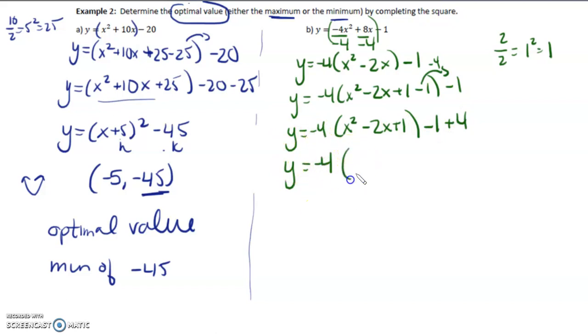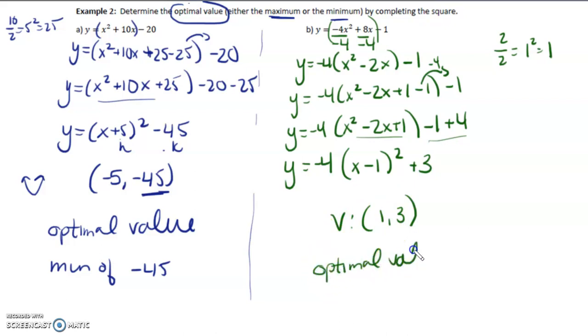Okay, so bring down the 4. We're going to factor the trinomial. I get x minus 1 squared. And then we're going to add these. I get plus 3. So our vertex is 1, 3. So our optimal value, the coefficient is negative 4, so it opens down. There's going to be a maximum of 3.